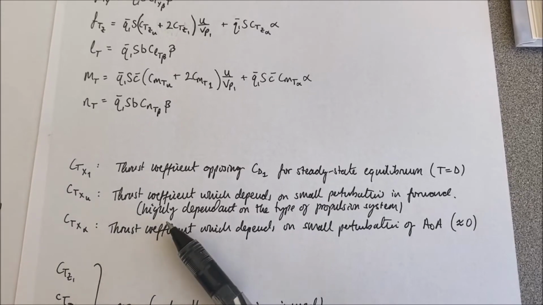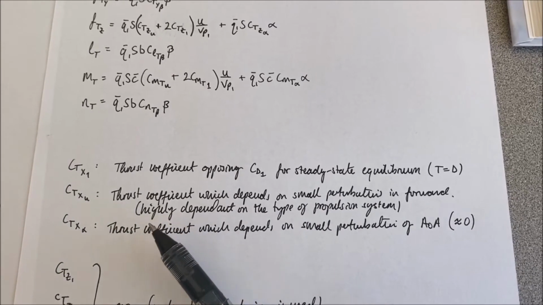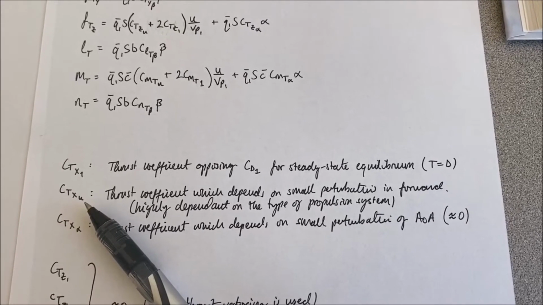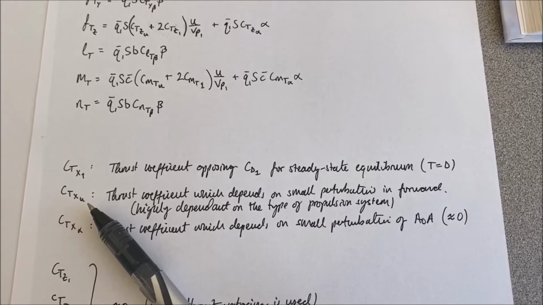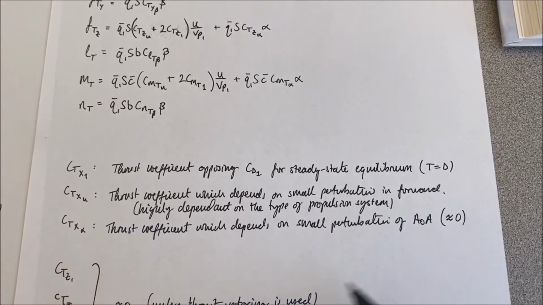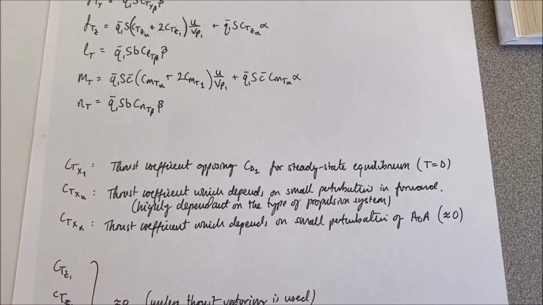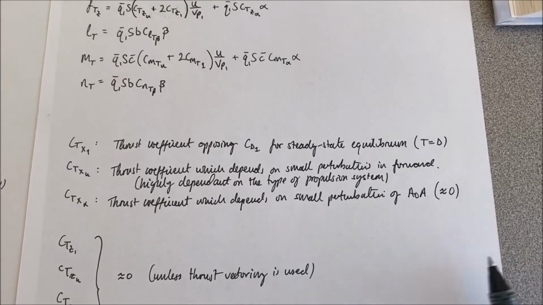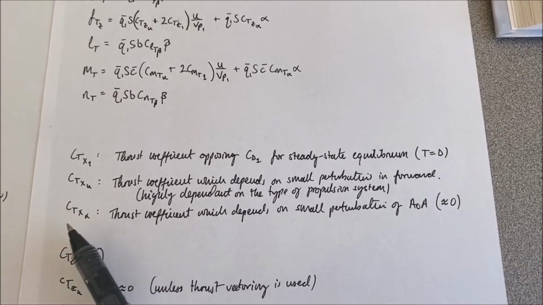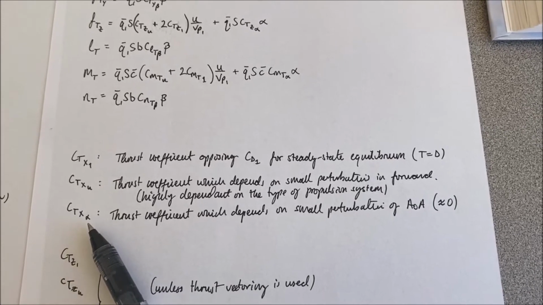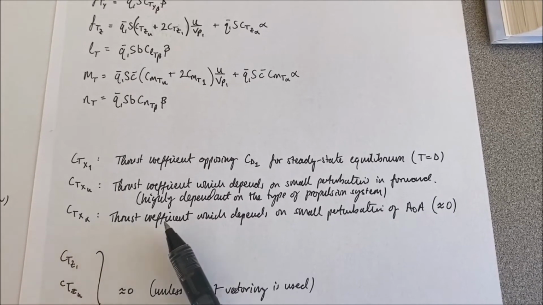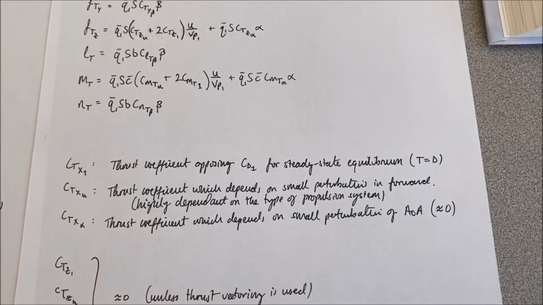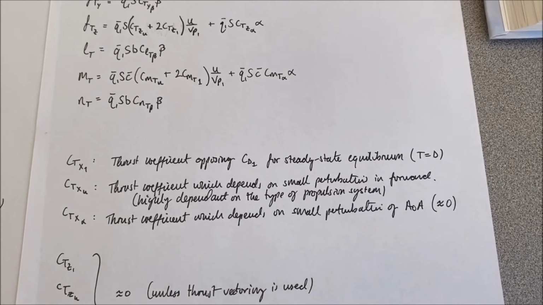So again, this one is highly dependent on the propulsion system and how that engine operates depending on the different speed that we're flying. So think back to the descriptions of the different power plants that we discussed in class, right? And then finally, CTx alpha is a thrust coefficient which depends on small perturbations in angle of attack. Generally, we can consider that to be approximately 0.